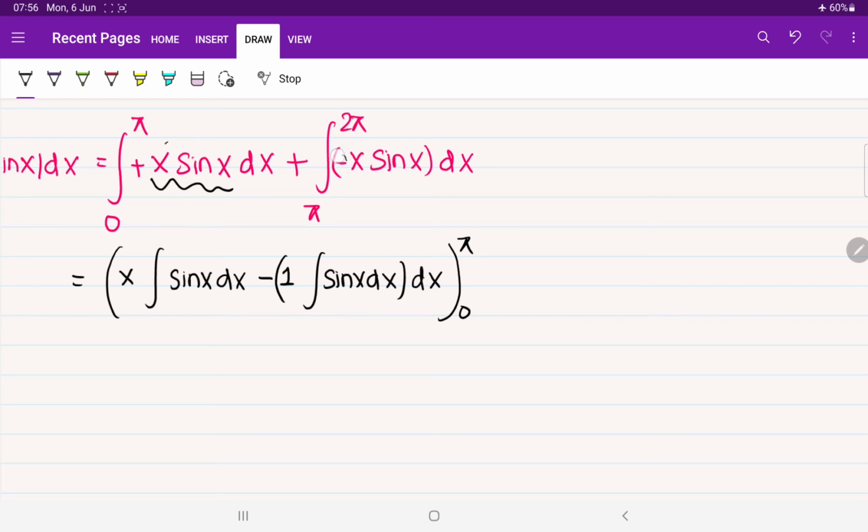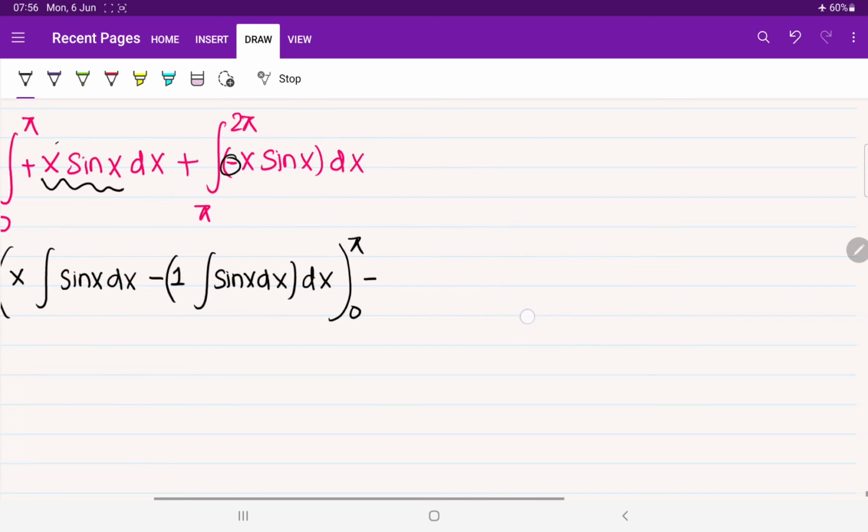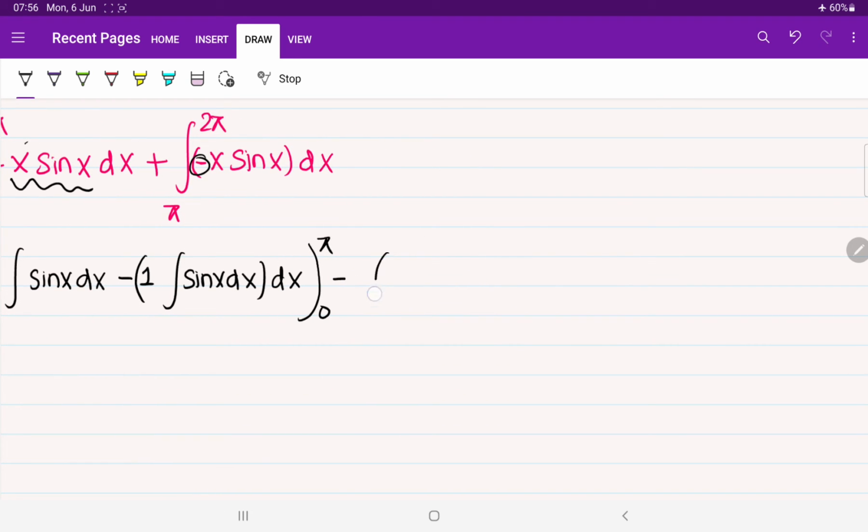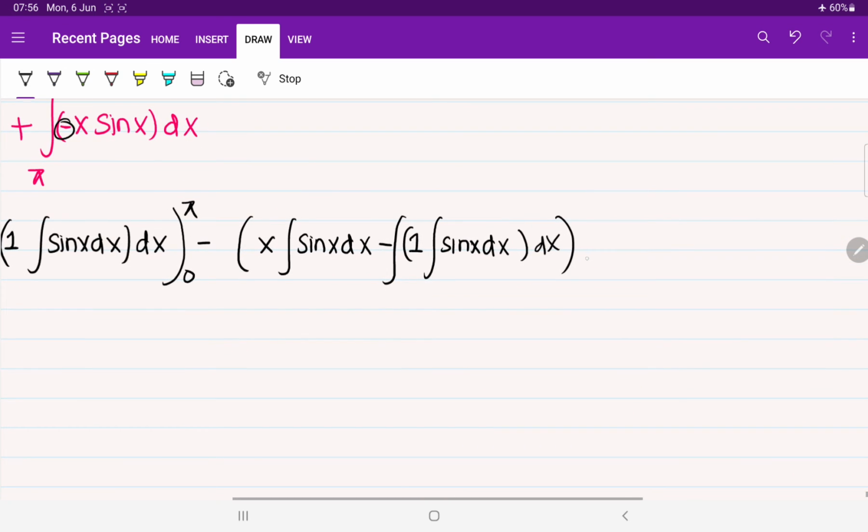Then see there, I am taking this minus outside for the second one. Proceed further, again you have to repeat the same procedure. It will become once again x into the integral of sin x dx, minus 1 times the integral of sin x dx. After completing this, we have to take one more integration with respect to dx. Then here, don't forget the limits are going to be pi to 2 pi.